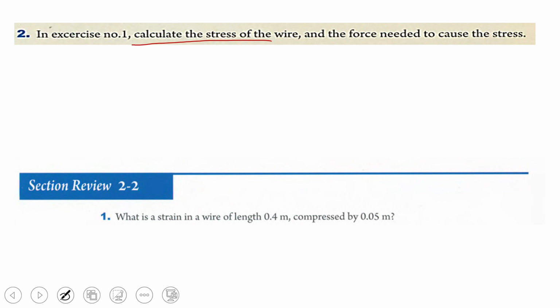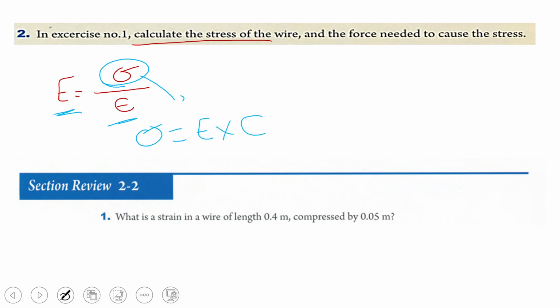Guys, look. The rule of Young modulus is equal to stress over strain. According to this rule, we can find stress. Young modulus equal to stress over strain. We can easily find stress. I want to find this stress, so stress equal to what? Multiply Young modulus and strain together. Young modulus times strain.